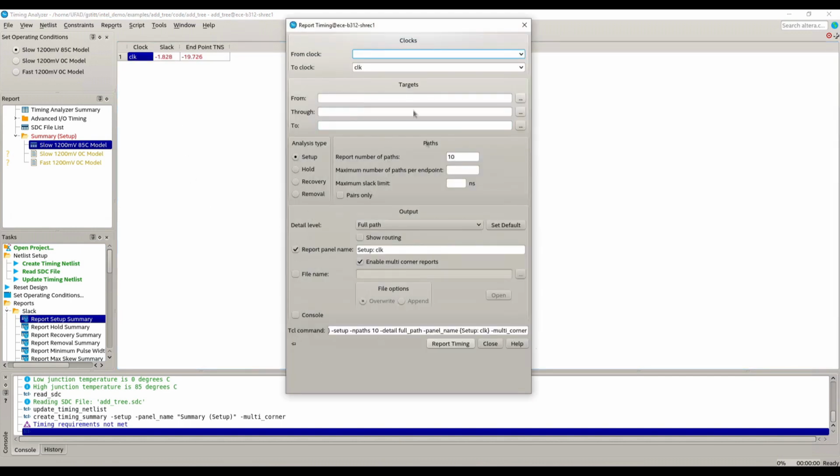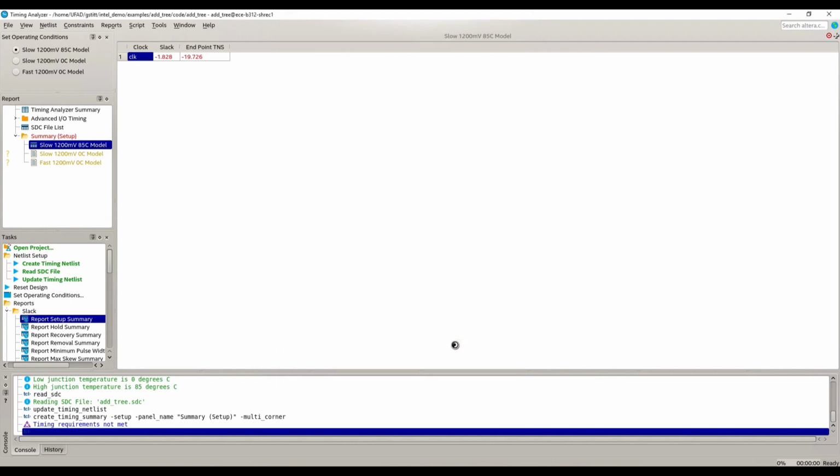And here you'll probably just want to accept the defaults. What you might want to change is the number of paths that get reported. So here we have a total negative slack of negative 19 nanoseconds. So we probably have maybe tens of failing paths. If this was a negative 100, you'd probably have a lot more paths that are failing. And so if you want to analyze those all at the same time, you would probably want to increase this number. But we're just going to leave it at the default of 10 and click report timing.